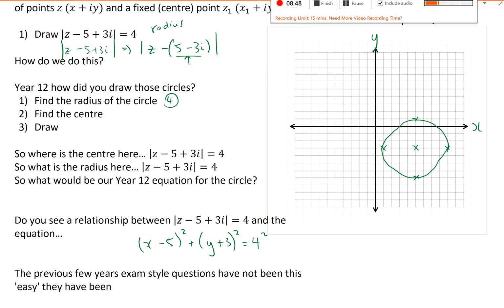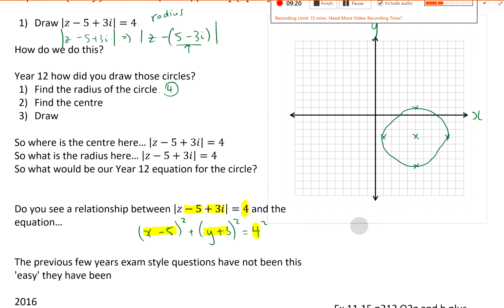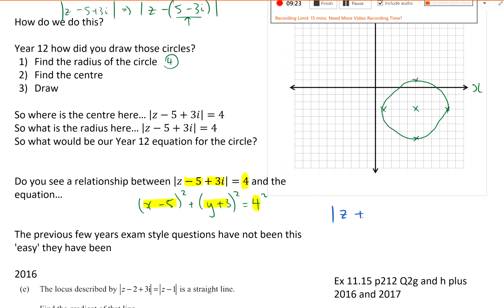And then I said to you, well, do you see the similarities there? So minus 5 with the x. This positive 3 here with the y plus 3 there. This 4 there is the radius squared. And so now if I ask you to draw this one, z plus 4 minus 2i equals 3.